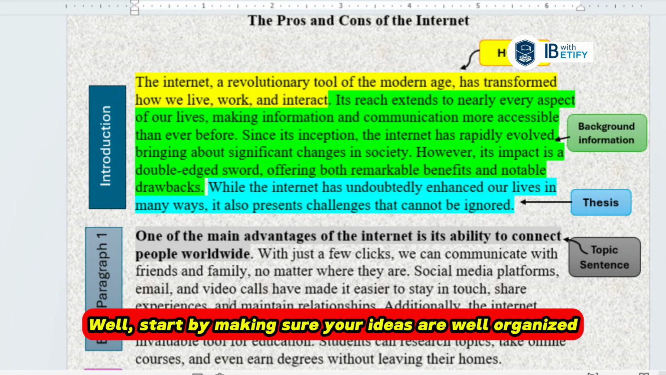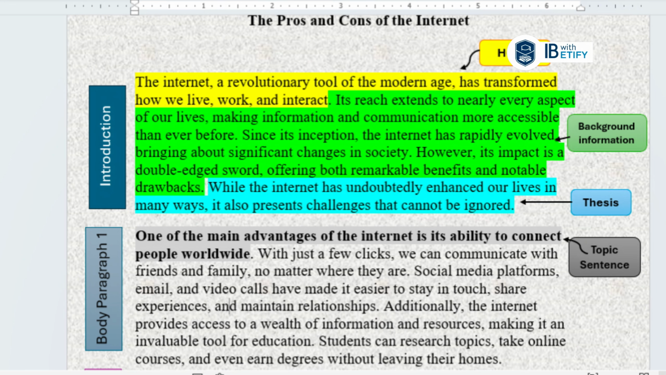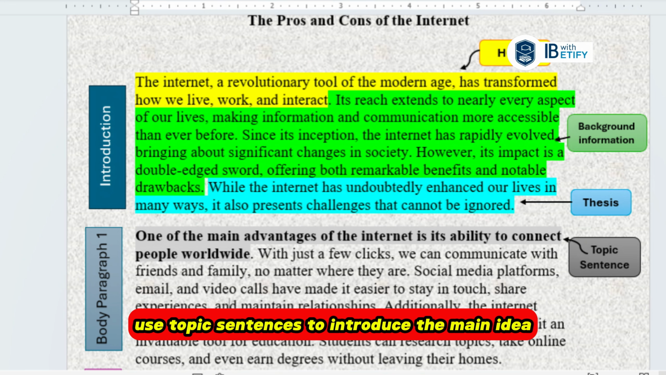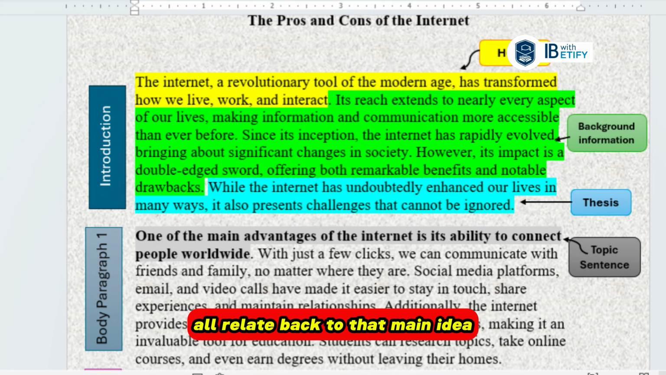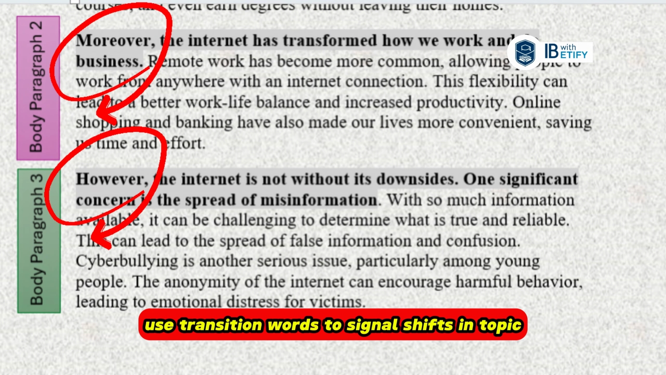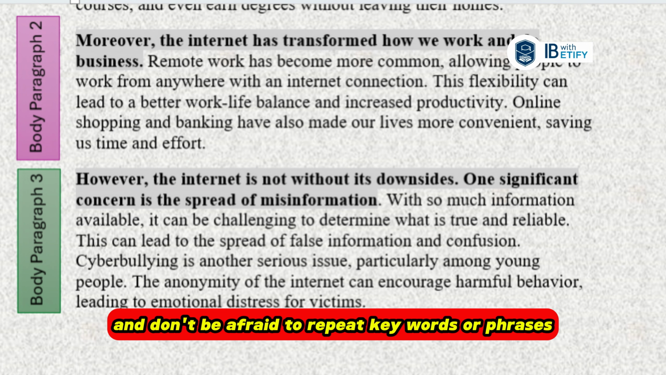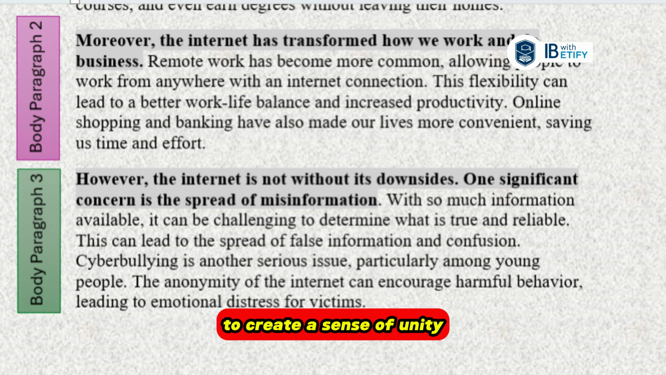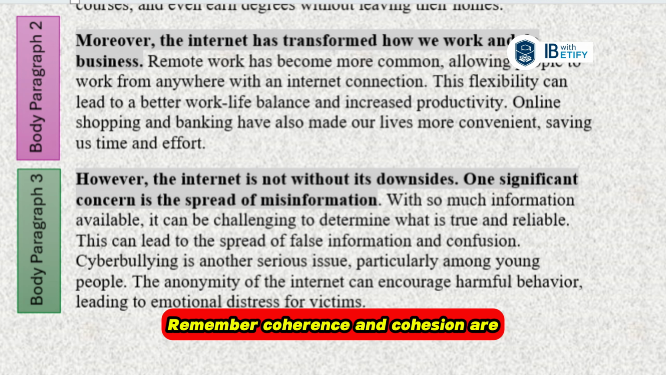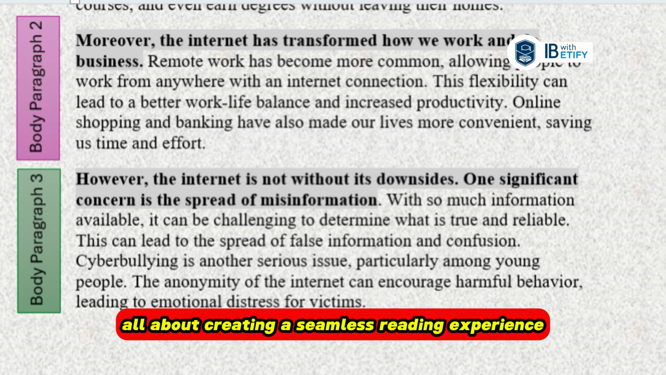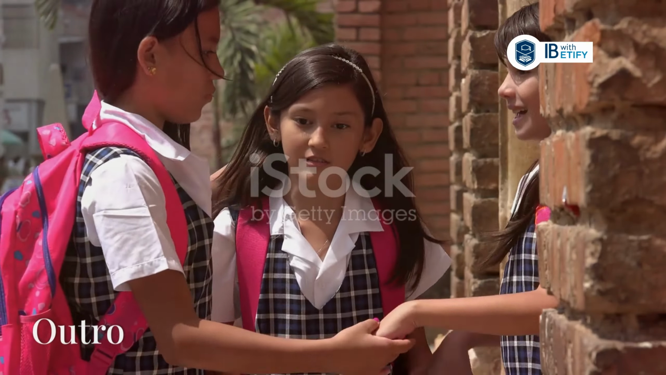So, how do you achieve coherence and cohesion? Well, start by making sure your ideas are well organized. Use topic sentences to introduce the main idea of each paragraph, and make sure your supporting sentences all relate back to that main idea. Use transition words to signal shifts in topic or direction, and don't be afraid to repeat key words or phrases to create a sense of unity. Remember, coherence and cohesion are all about creating a seamless reading experience for your audience.